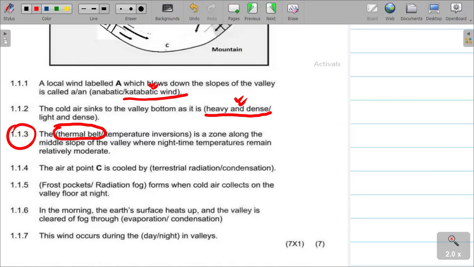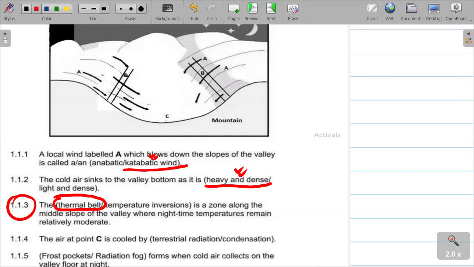And then the air at the bottom is cooled by dash, the cooling of the air which is at the bottom.